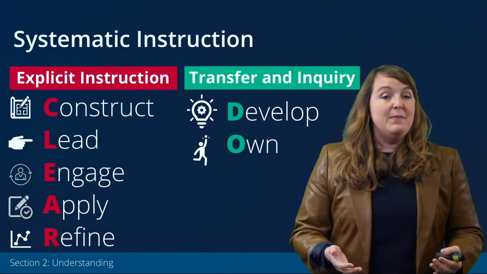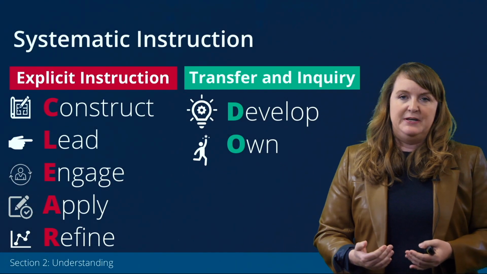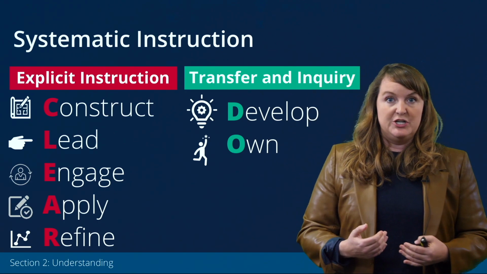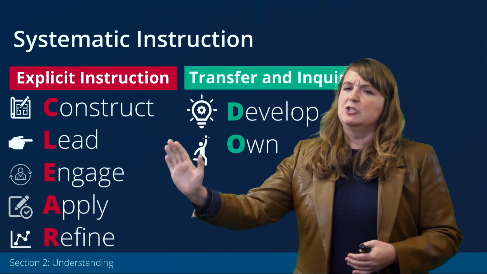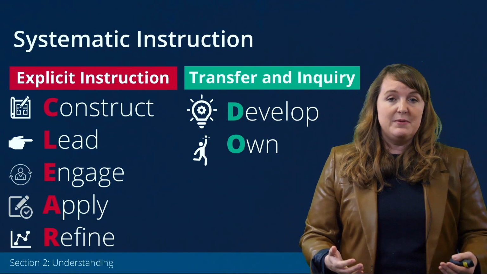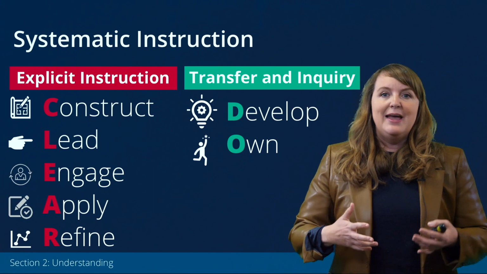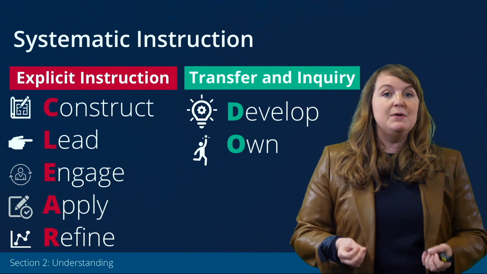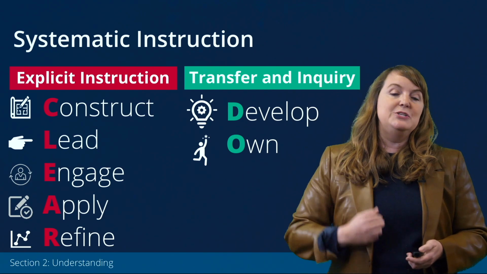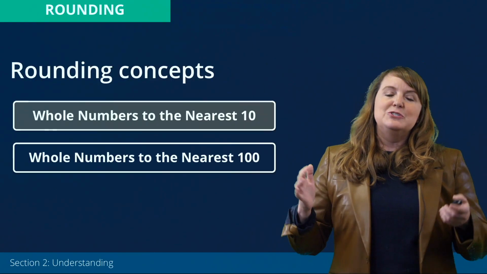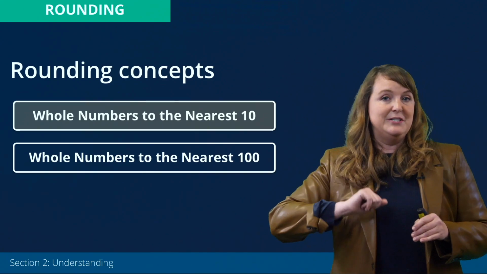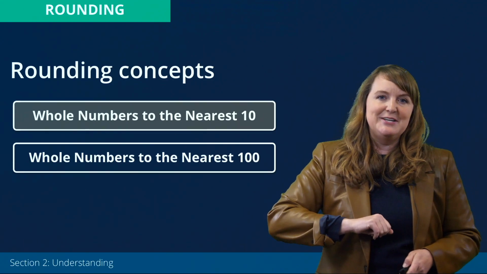So as we think about our understanding related to rounding, we're really going to be focused on being explicit with our instruction. That means we are going to make our instruction very clear so that students understand what it means to round numbers. And when students have that foundation with rounding, then they can engage in that transfer and inquiry and do the math. So two rounding concepts that we are going to focus on include the following: rounding to the nearest 10 and then rounding to the nearest 100.